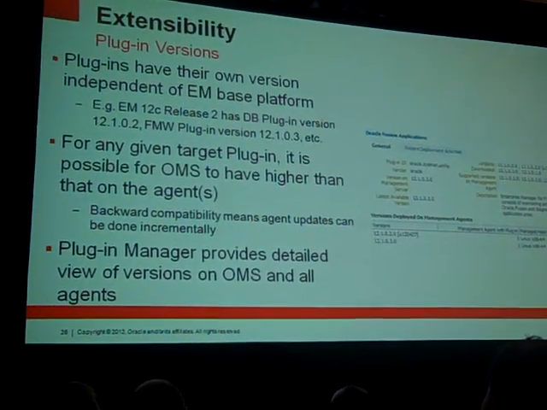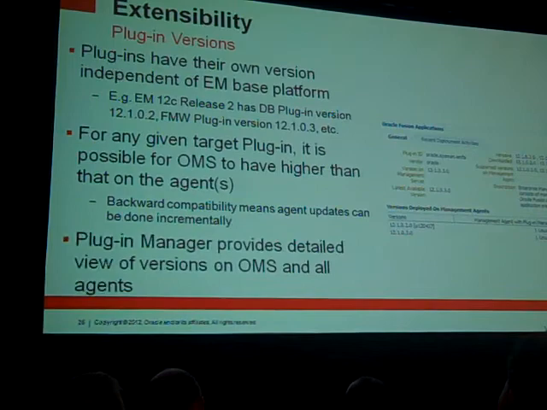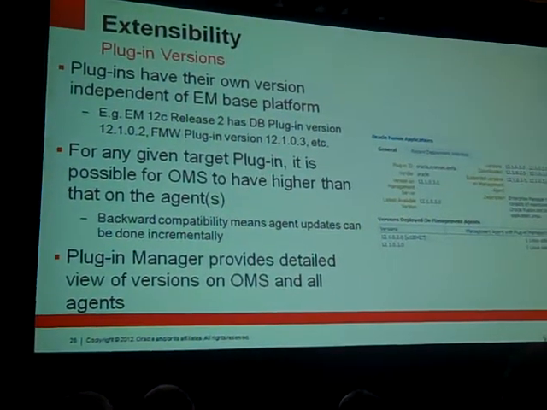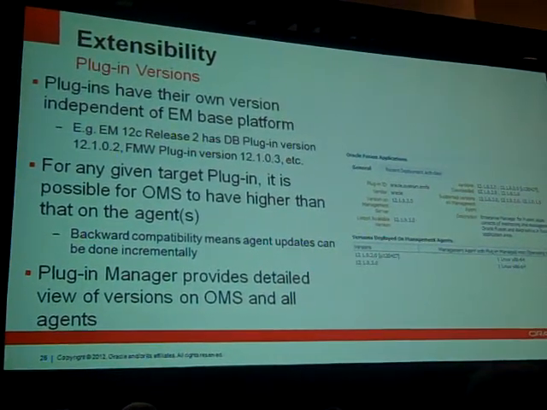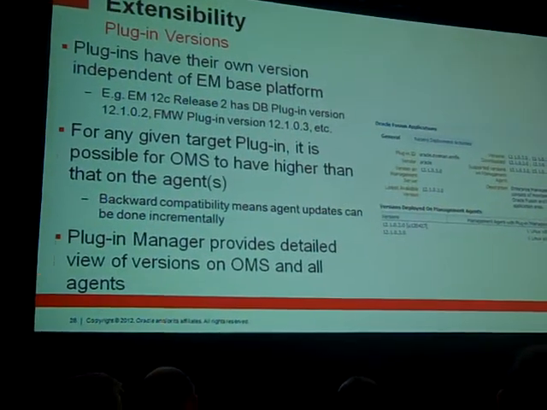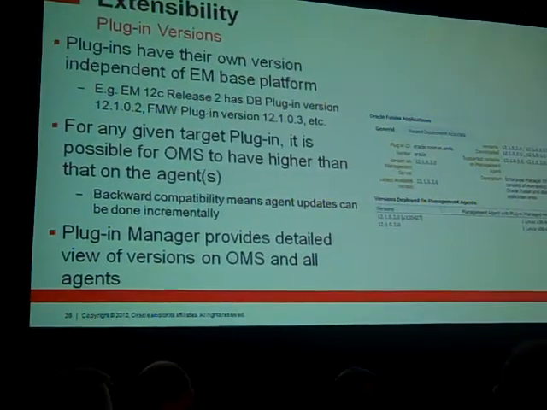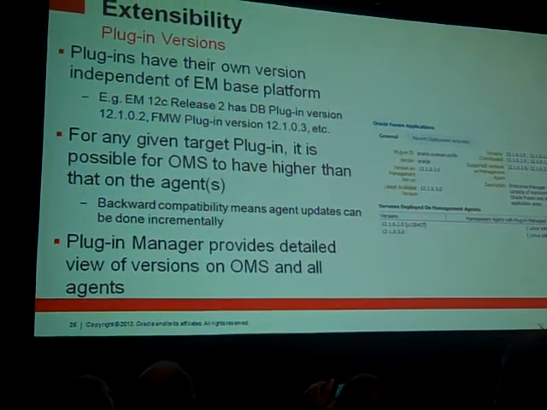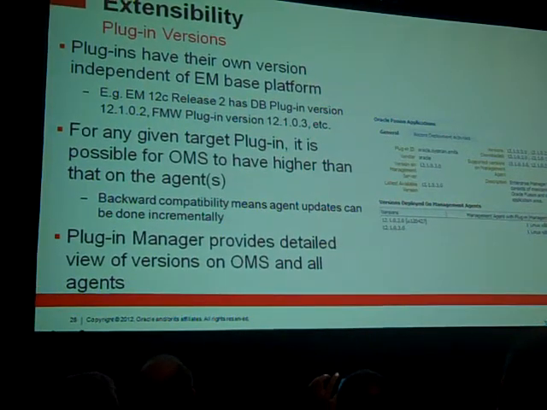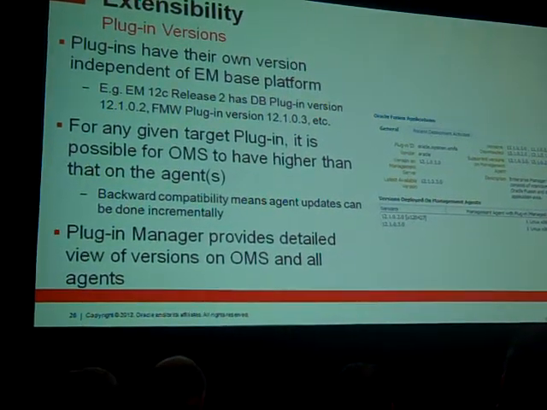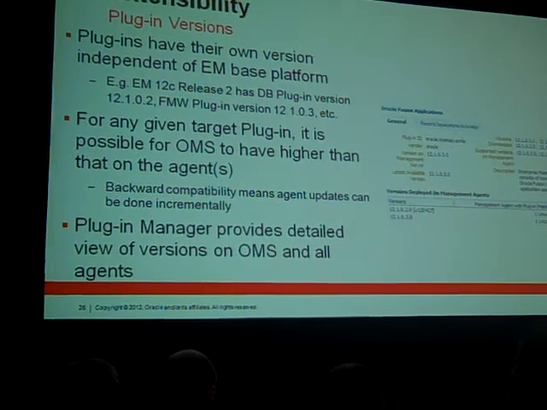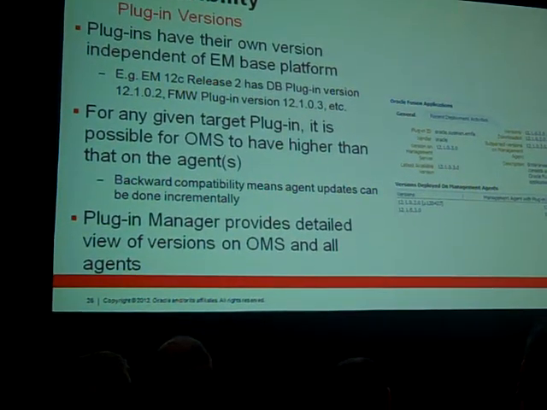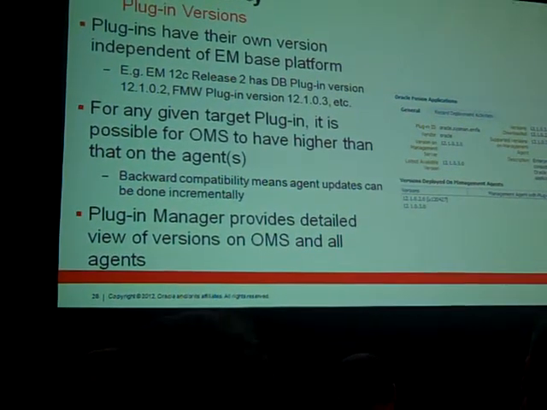Another important concept to understand is the plugin version. This is a piece of information I think you'll have to make part of how you understand your EM deployment. Plugins have different versions from that of the framework. As I said earlier, the framework version, the platform version that we shipped in 12c release 2, is 12.1.0.2. But the plugins that are bundled with it are a variety of versions.